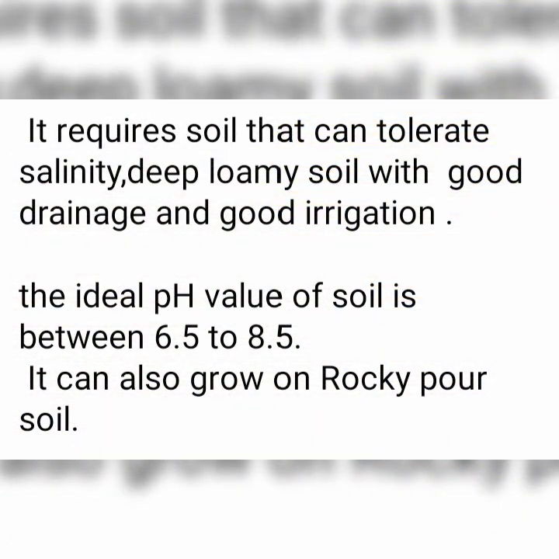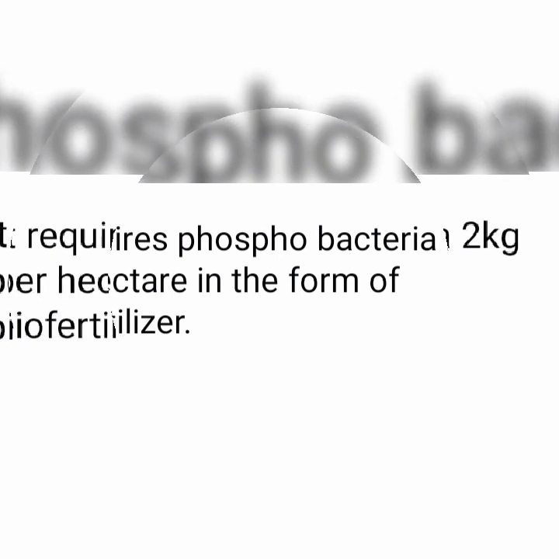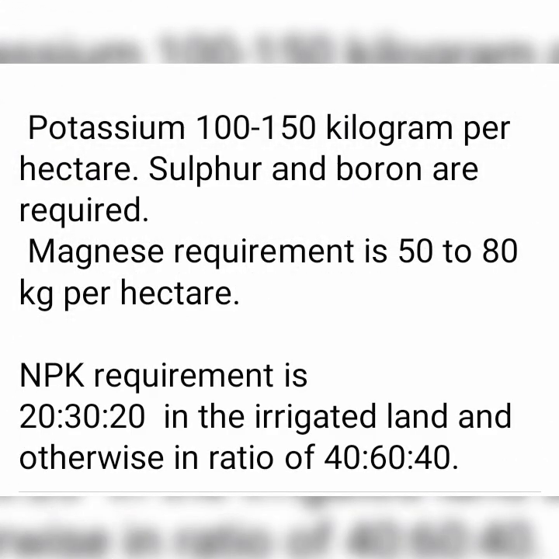After soil, it is chemical requirements. Seed treatment is done with Apron and Linuron, and weedicide used is fluchloralin 2 liter per hectare, and fungicide is azoxystrobin. It requires phosphobacteria 2 kg per hectare in the form of biofertilizer.